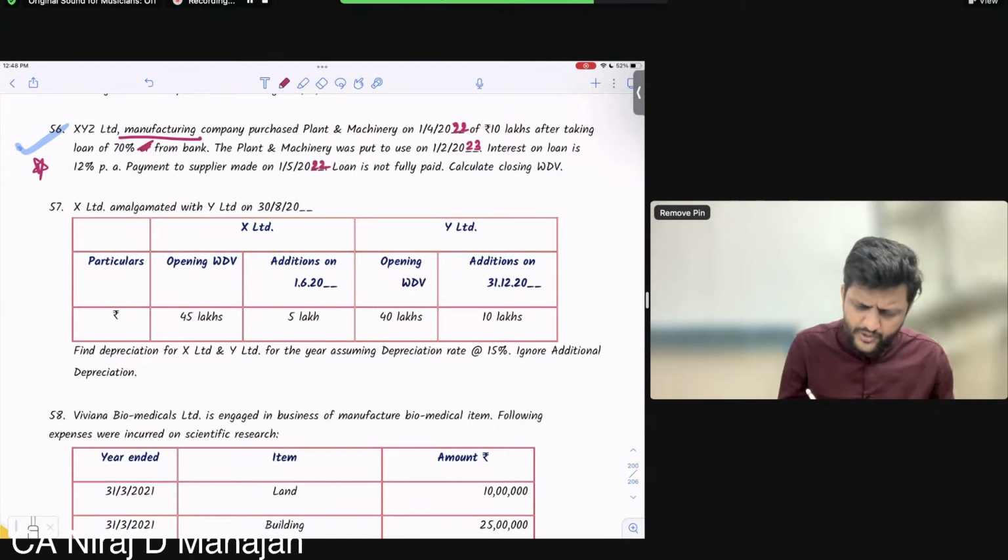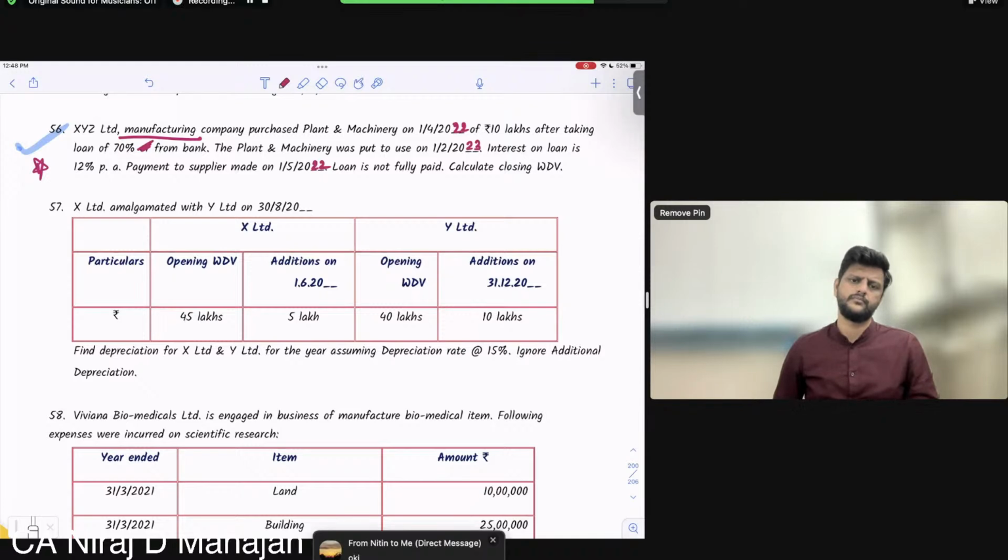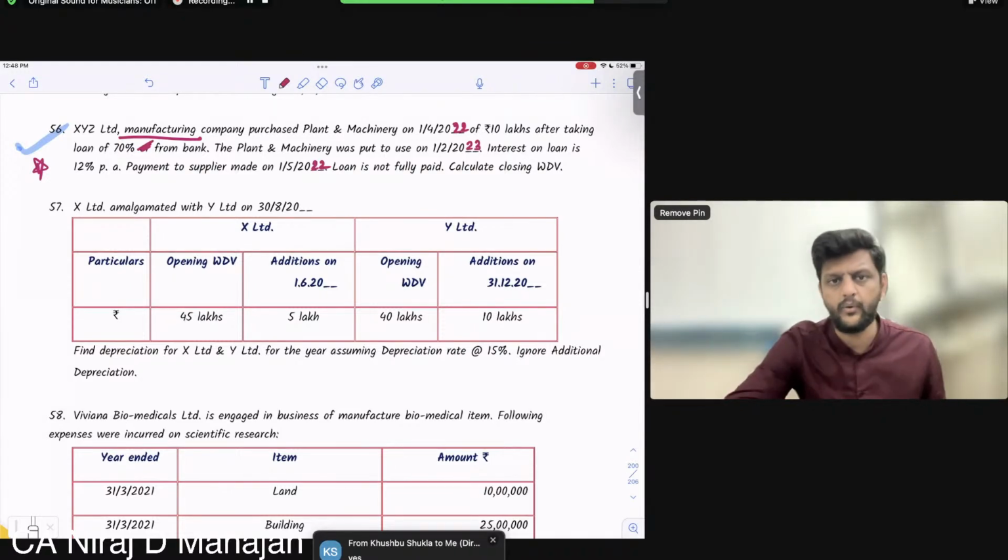When was the asset purchased? 1/4/22. Okay. Loan is not fully paid, that means the entire principal amount is pending. Calculate closing WDV. Do you want to try? Try. Chalo, try. I want closing WDV.